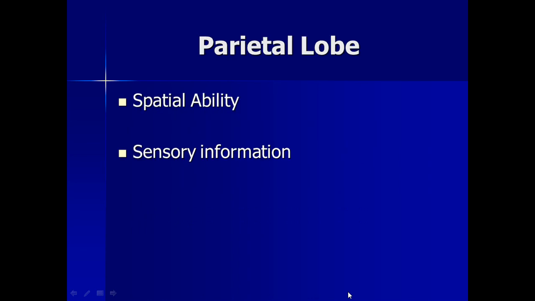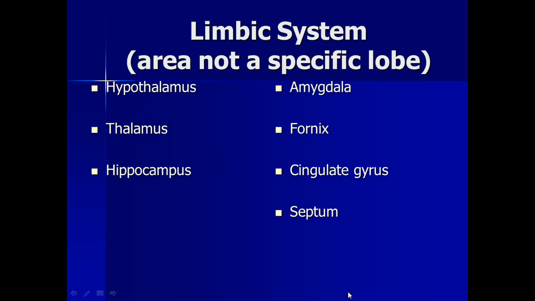The parietal lobe, we mentioned this in class, is the lobe that lets us know that all of our body parts are present and accounted for. If we drop a pen and we bend down to pick up the pen, it's our parietal lobe that allows us to accurately grasp the pen. And it helps process sensory information such as pain, touch, and temperature.